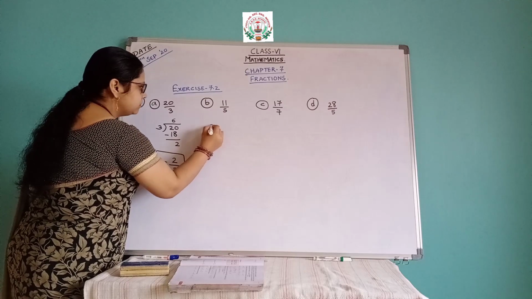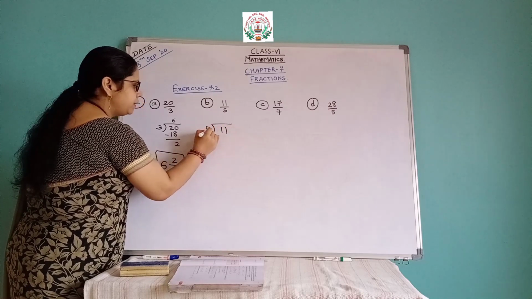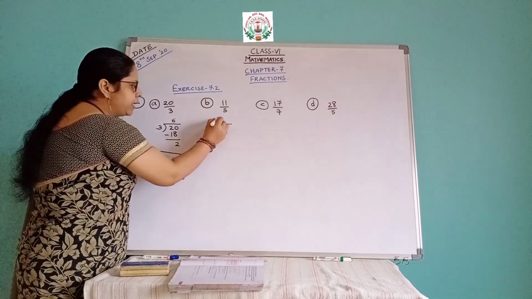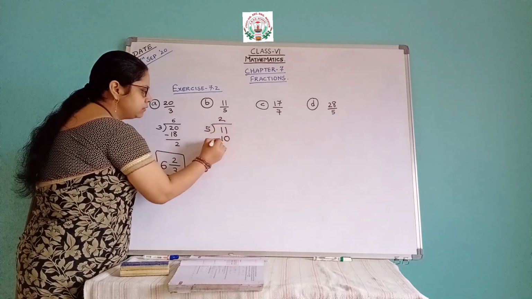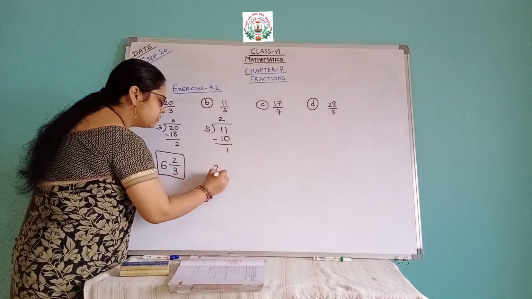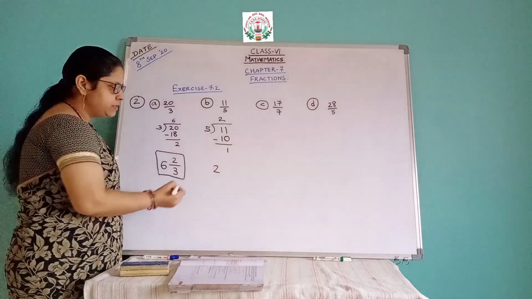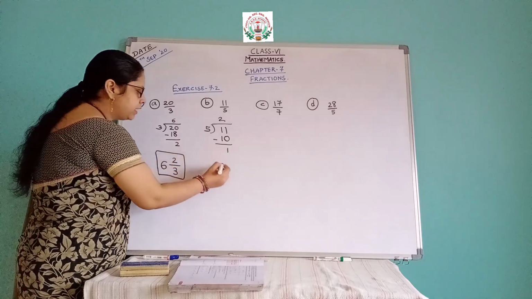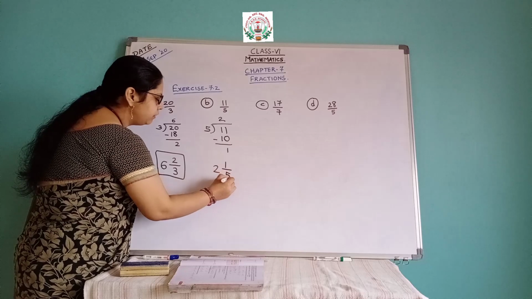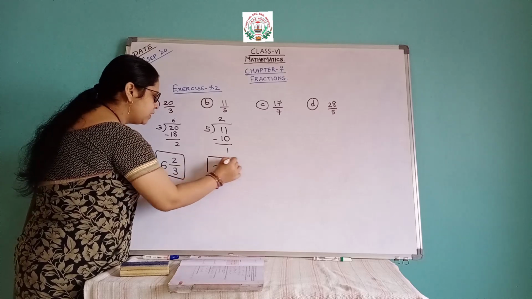Next question. 11 divided by 5. One digit is not possible, so we take two digits. 5 2s are 10. Subtracted, the remainder is 1. So the quotient is the whole number in the middle part, and the remainder goes to the numerator, and the denominator will be the same. So this is your answer.